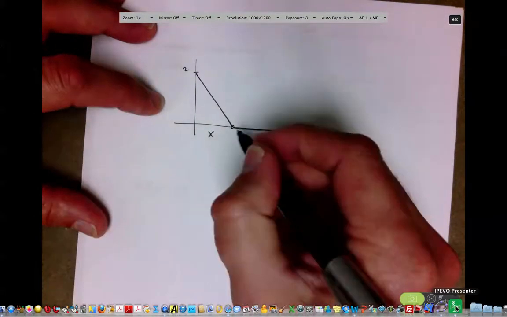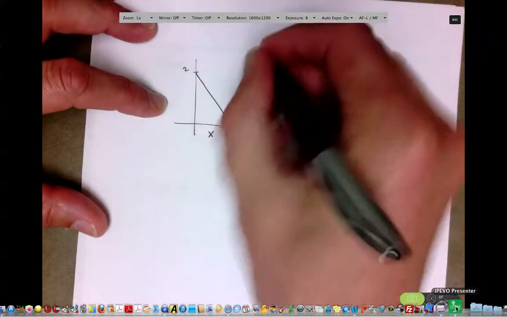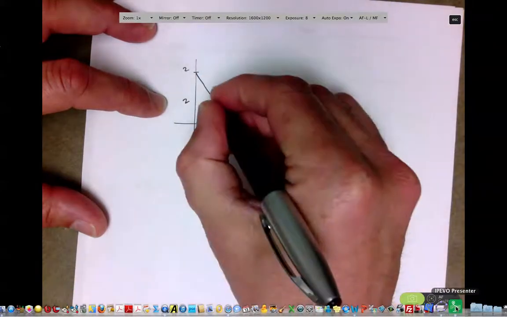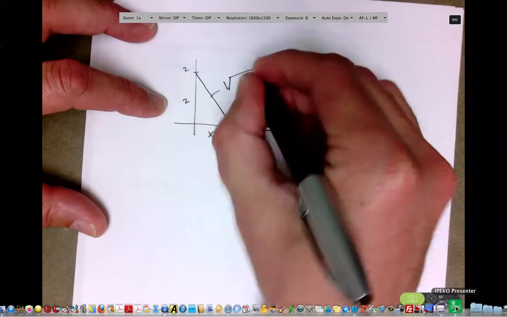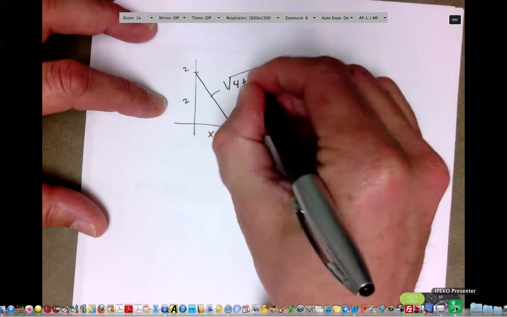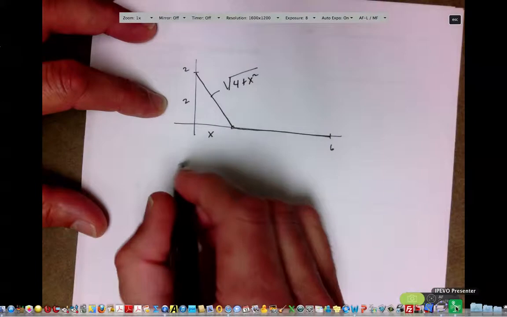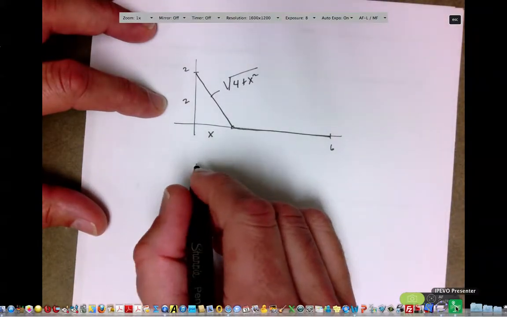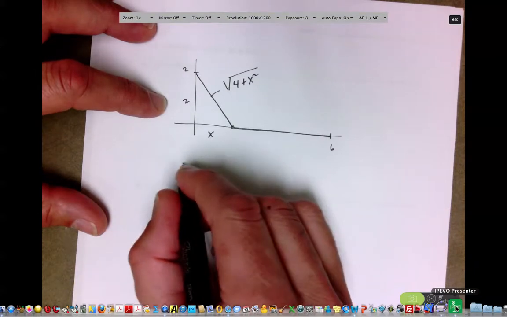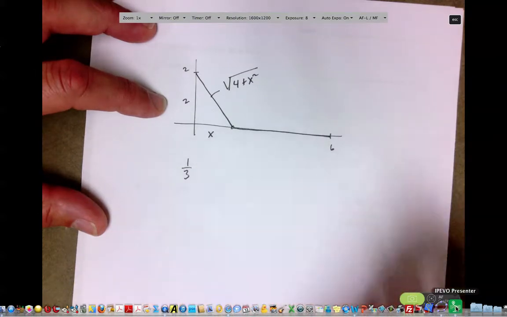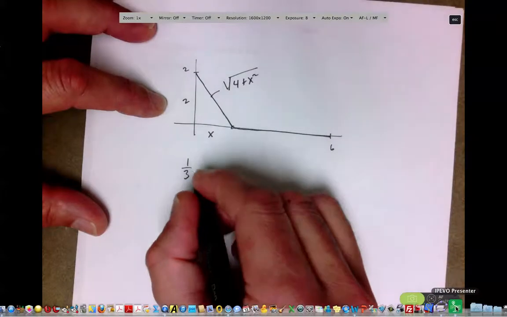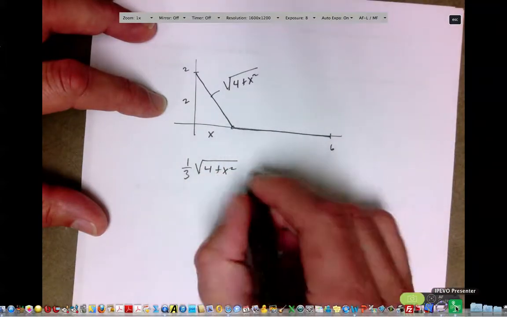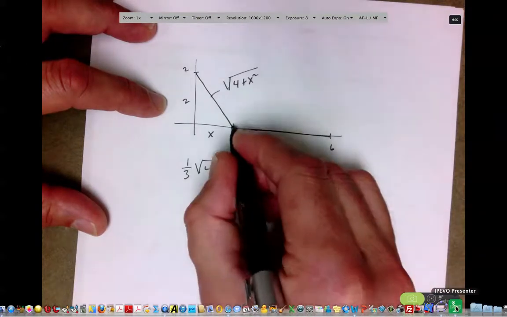Okay, so we need a function for time, and so this distance is 2, this is X. The length of the hypotenuse is going to be the square root of 4 plus X squared. And so that's the distance that we're going to row, and so the amount of time we're going to spend doing that is going to be 1/3, because we can row at a rate of 3 yards per second, times the square root of 4 plus X squared, plus the distance from here to here.